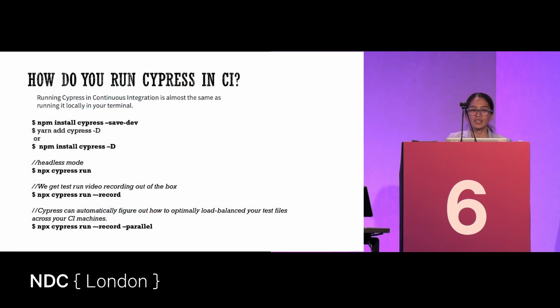Okay, so how do you run Cypress in CI? In CI, actually, it's almost the same as running it locally in your machine or in terminal. But depending on your CI provider, you may need a config file. So you'll have to refer to your CI provider's documentation to know where to add or install your Cypress. And then you can run Cypress in any CI/CD platform or DevOps platform.